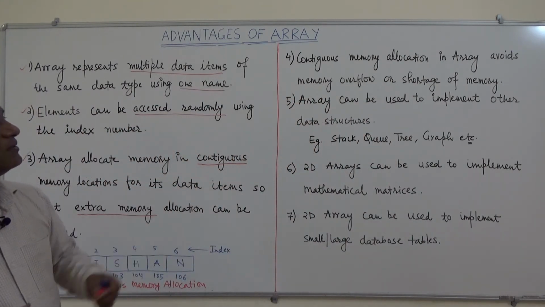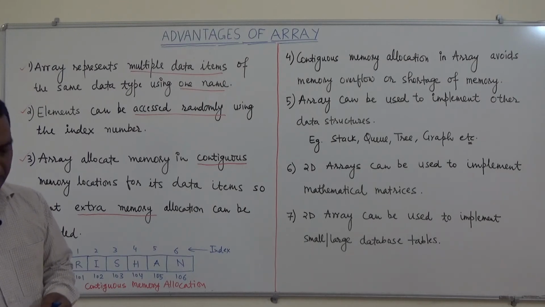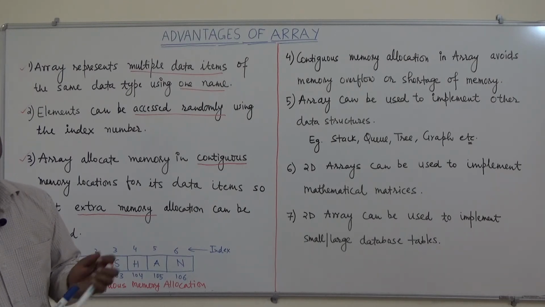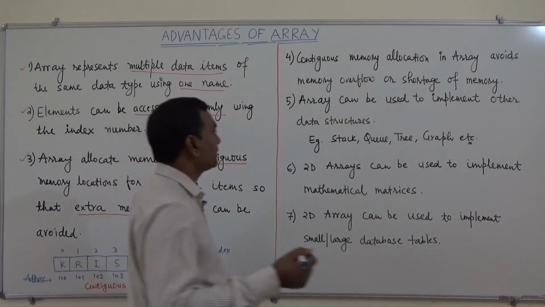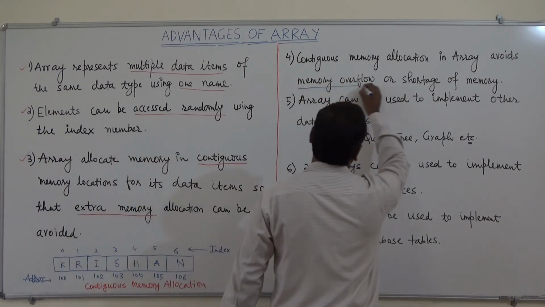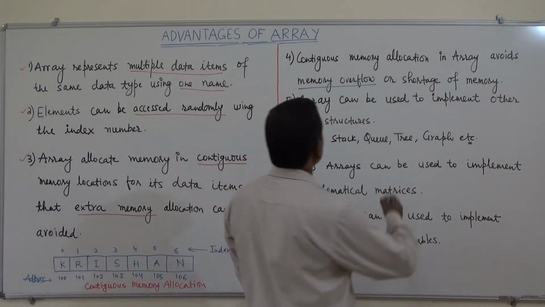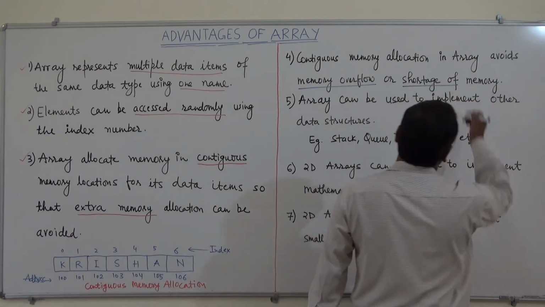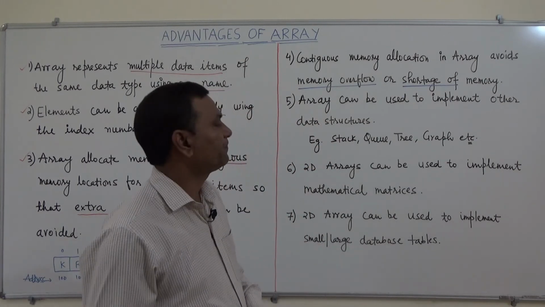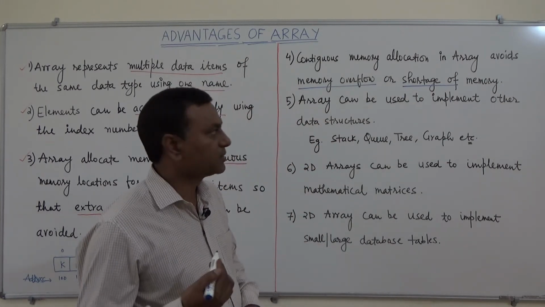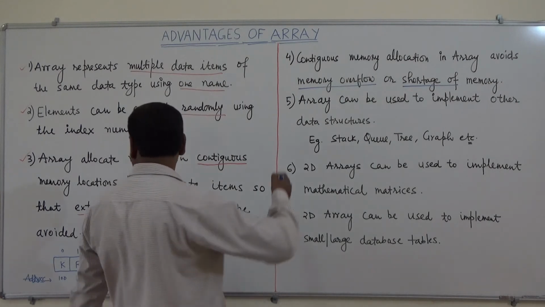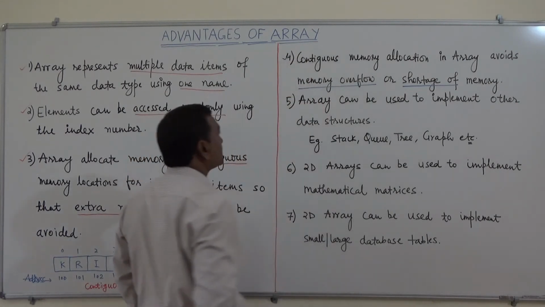Moreover, this contiguous memory allocation in an array avoids memory overflow or shortage of memory. This is also very important. So this is the fourth one.